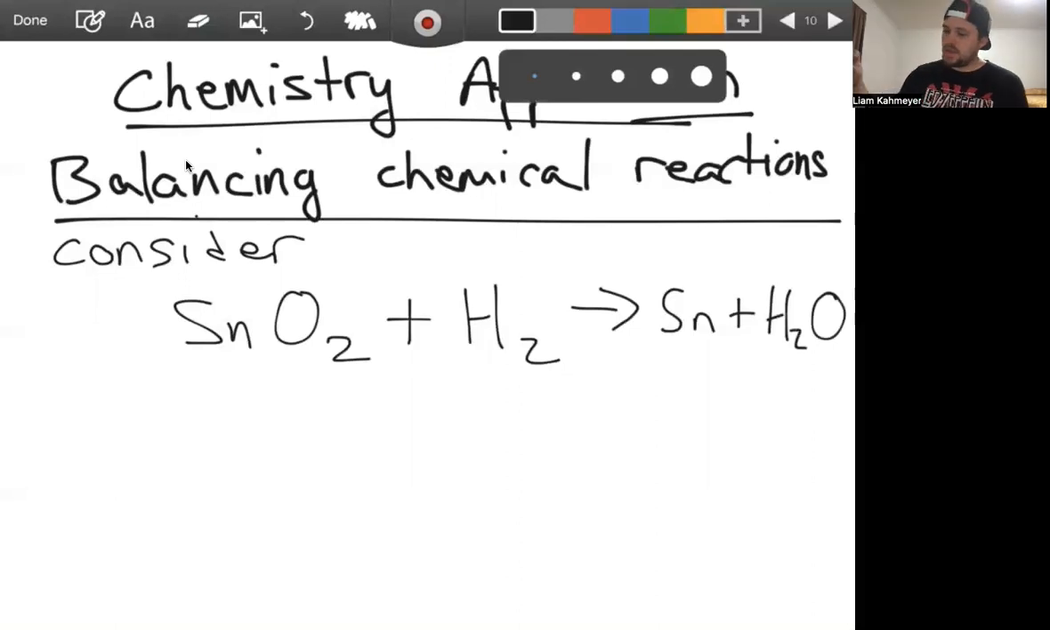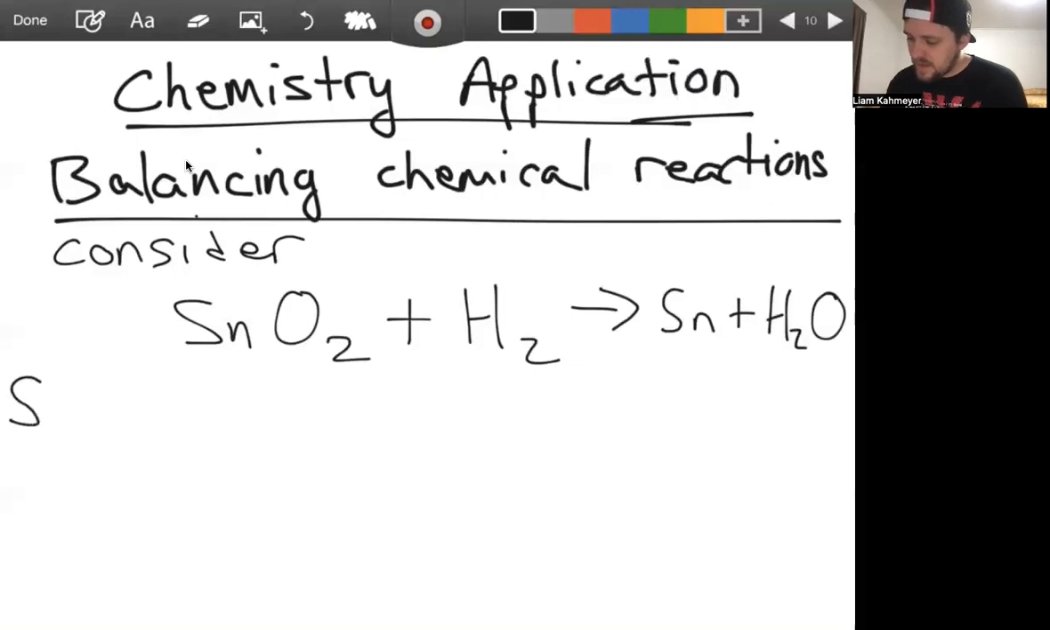I have never taken a chemistry course in my life, even in high school somehow. But that speaks to how powerful of an application this is. I've never taken a chemistry course, but I can balance a chemical equation because I can solve a system of equations. So here I do know though that Sn is tin, O is oxygen, and H is hydrogen.